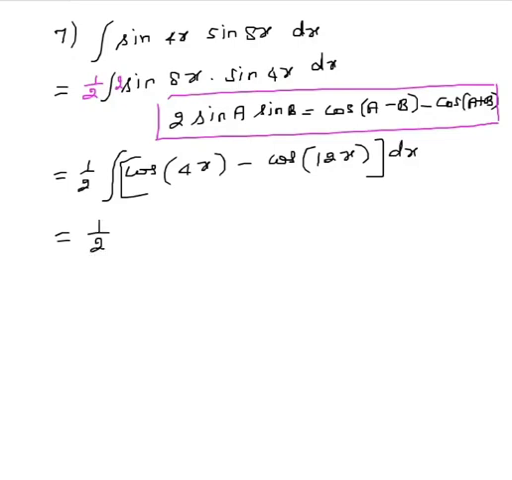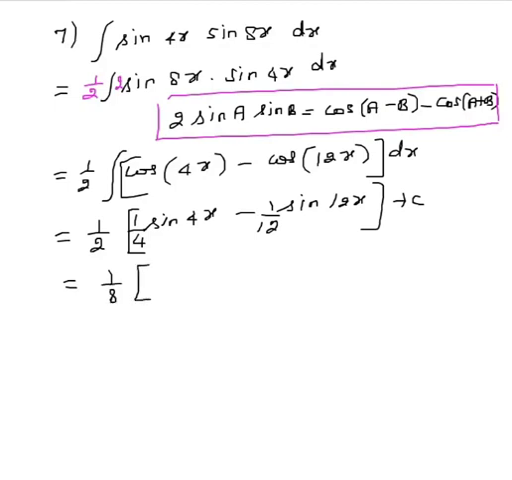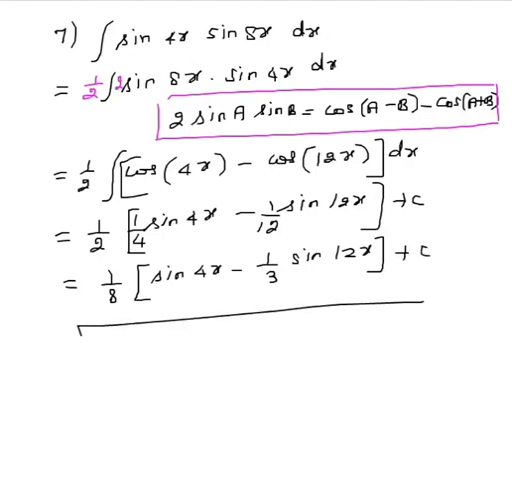Integrate each term. Integral of cos is sine 4x divided by 4. And integral of cos is again sine 12x divided by the coefficient, which is 12. I can take 4 out, so it becomes 1 by 8 times sine 4x, 1 by 3 times sine of 12x, and plus c.